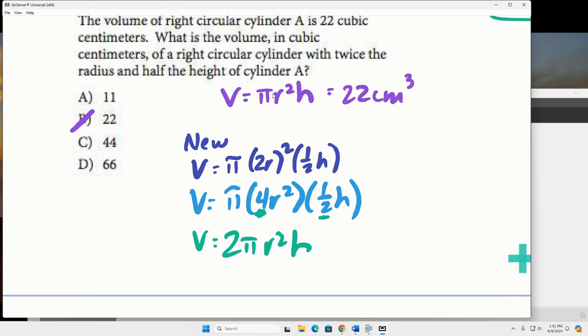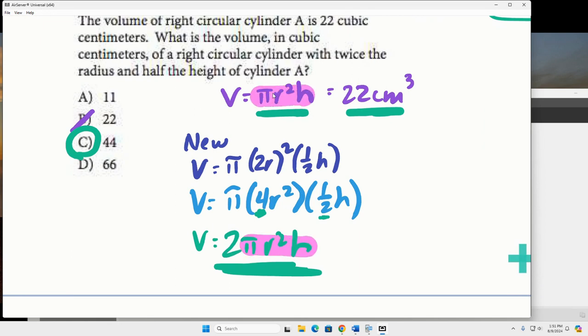All right, so the original volume was pi r squared h, and I got 22. My new volume is 2 pi r squared h, so what should I get? 44. It's telling you to take 2 and multiply it by pi r squared h, and that should give you 44. That's a tough one to get right, for sure.